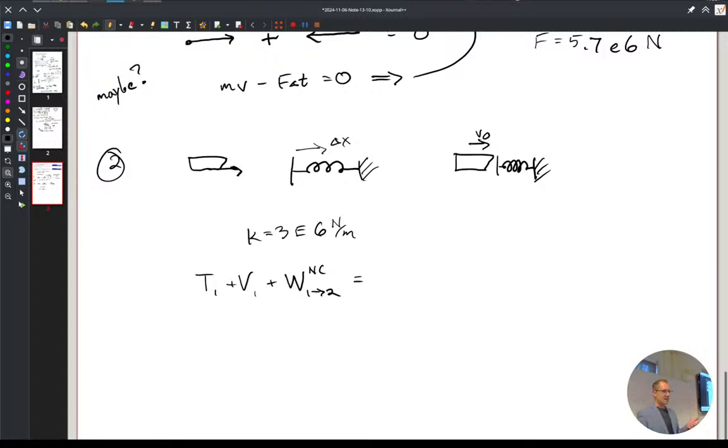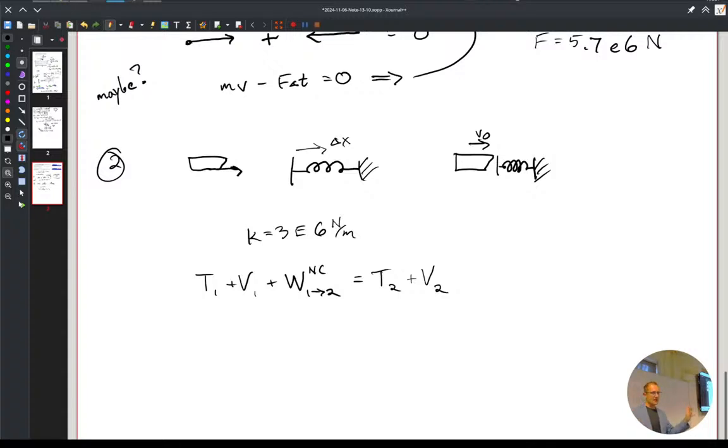work being done on the system, some kind of non-conservative forces, which would be things like friction or damping, or even heat transfer. If something is pulling heat away, taking kinetic energy and turning it into heat, that would be work being done to take things out of your system. And all that's equal to T2 plus V2. So anytime I'm using conservation of energy, I write out all 5 terms.